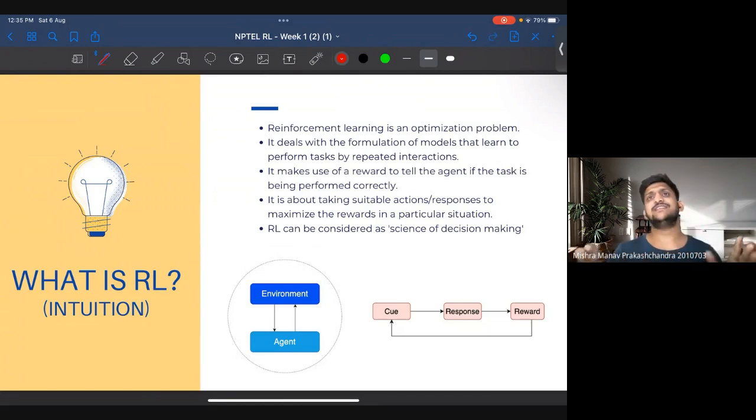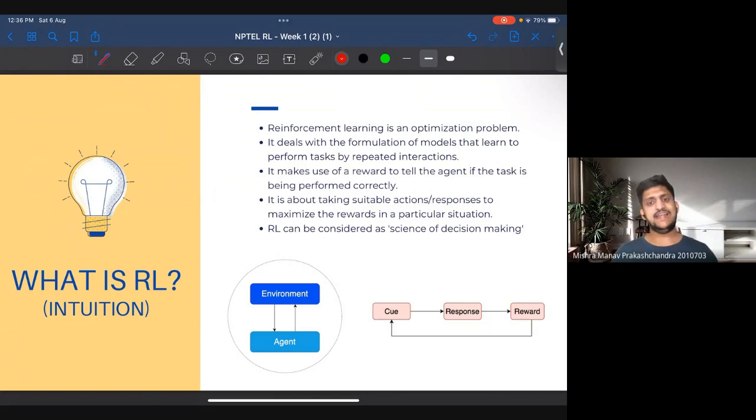So the agent has access to certain cues. The environment gives certain cues which are observable to the agent. And based on the cues provided, the agent comes up with certain decisions, certain formulations to take some actions in the environment. So the cue leads to the agent's response, which affects the environment. And the environment, based on the response by the agent, gives out a reward, and there is a direct arrow connection from the reward to the cue. So this is a closed loop system, which deals with the cue, response, reward between the agent and the environment.